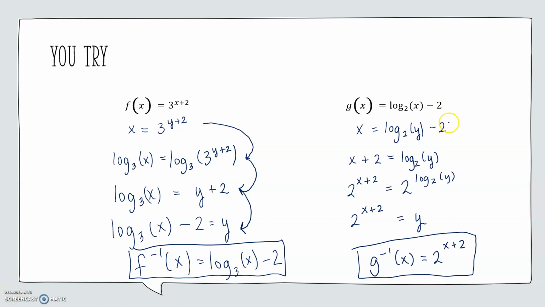Second one, I swapped x and y. And then I cleaned up the yard by adding 2 to both sides. And then I blew up the house by raising both sides 2 to the power. All of x plus 2 becomes the exponent. All of log base 2 of y becomes the exponent. That blows up the house, so now y is by itself. So my inverse function is g inverse of x is 2 to the x plus 2.